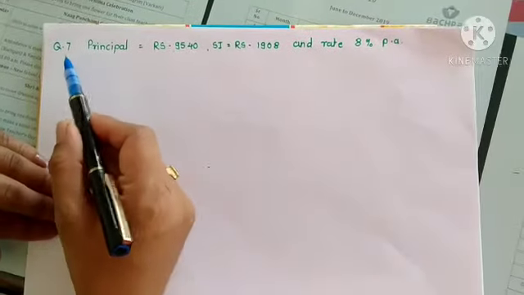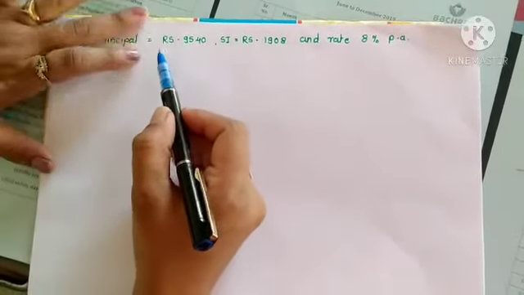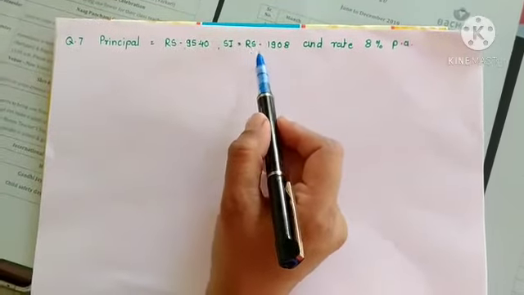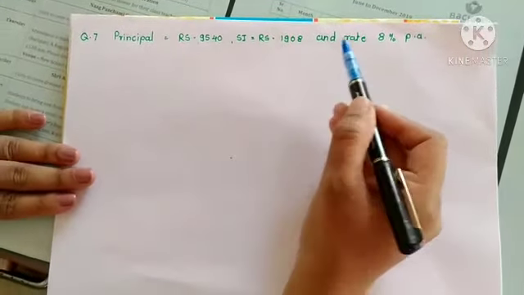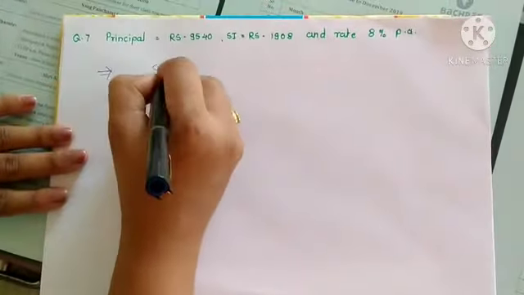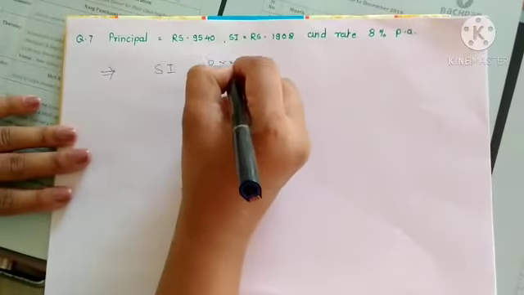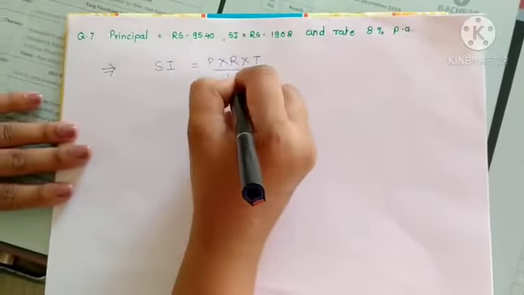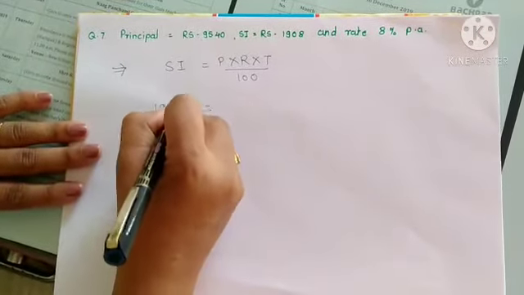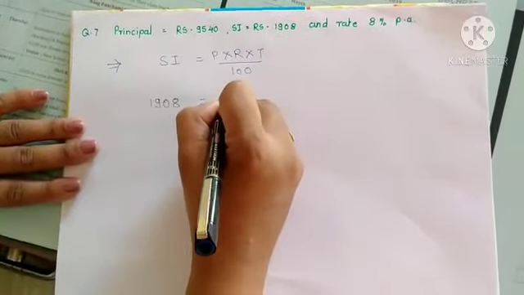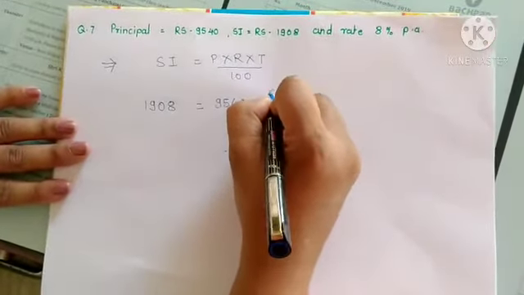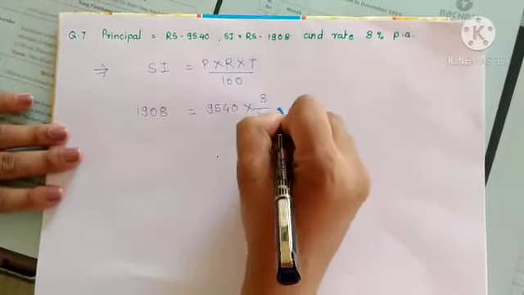Here is the same question, question number 7. Principal is equal to rupees 9540. SI, means simple interest, is given rupees 1908 and rate of interest is 8% per annum. So write the formula of SI. SI is equal to P into R into T upon 100. Now tell me, SI is 1908, P is 9540, and rate of interest is 8 upon 100, and T.